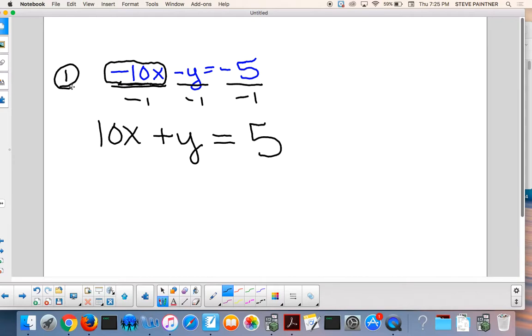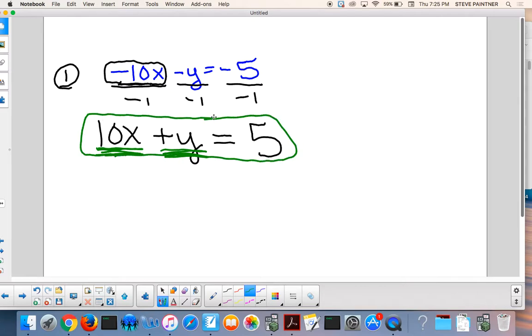And here's how you know it's done. A is positive, 10 is positive, okay? Your ax, your by are on the same side of the equal sign. And last, there are no decimals and there are no fractions up here. So we're done. This is it. That's our answer. Okay? All right, number 2.